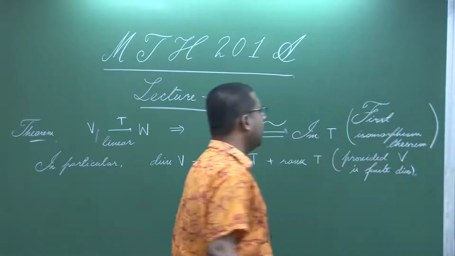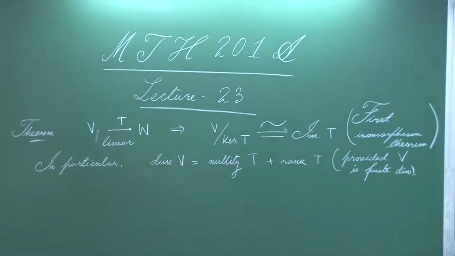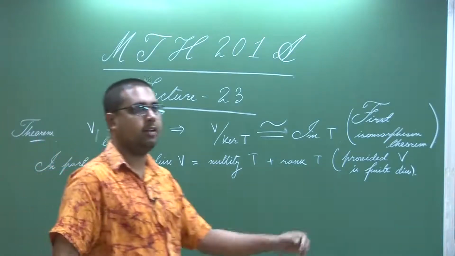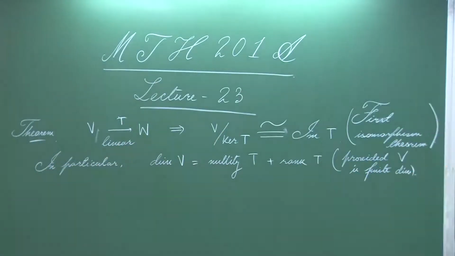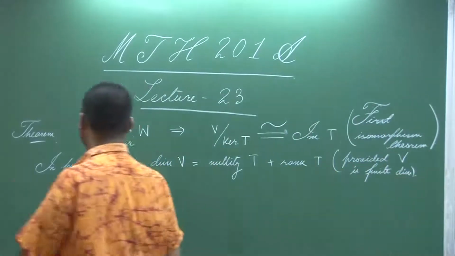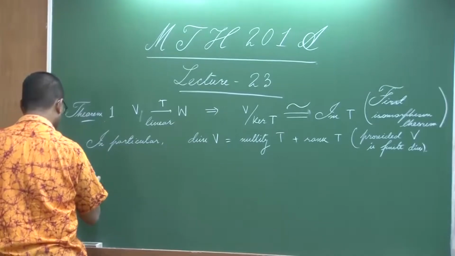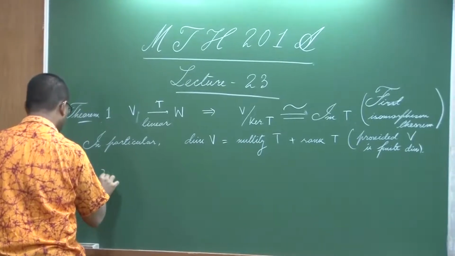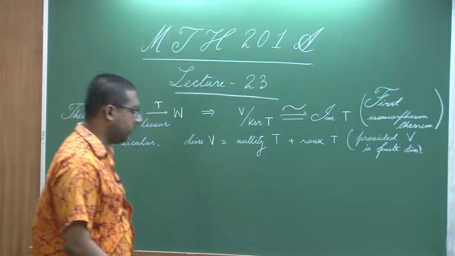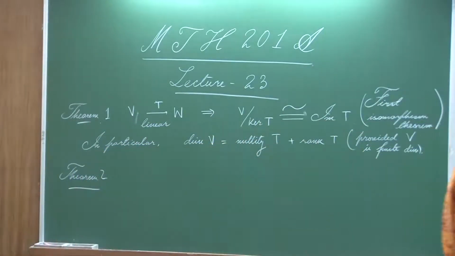Once we say it is the first, then automatically the natural question that comes is what are the second and maybe possibly more. They are also quite easy to see. So, theorem 2, which we will refer to as the second isomorphism theorem.